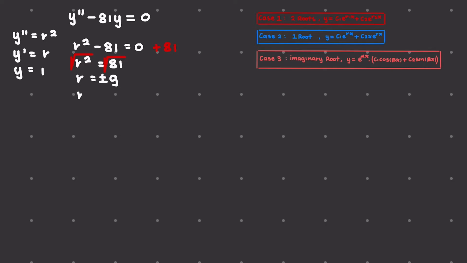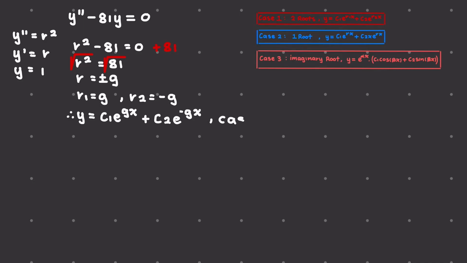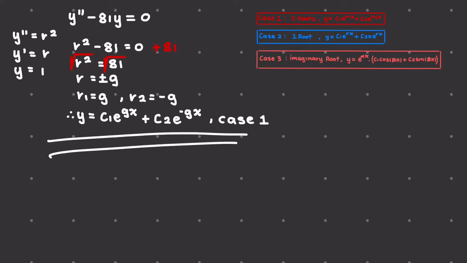And so we know that our r1 here is just positive 9 and our r2 here is just negative 9, which our final solution using case number 1, general solution, we will have y equals c1 times e to the r1x, which is positive 9x, plus c2 times e to the r2 times x, which is negative 9 times x. And so this is our final solution for this second order linear ODE.